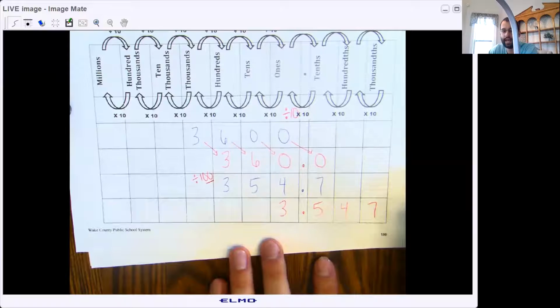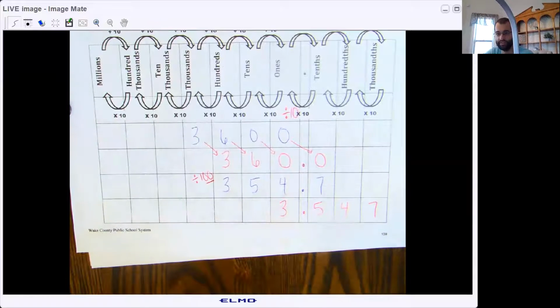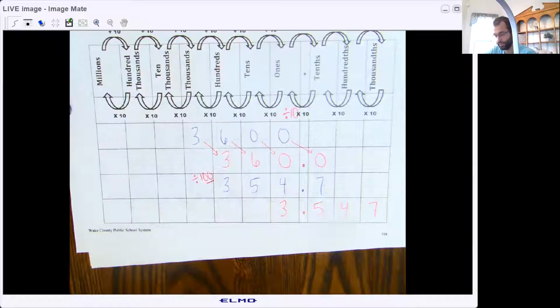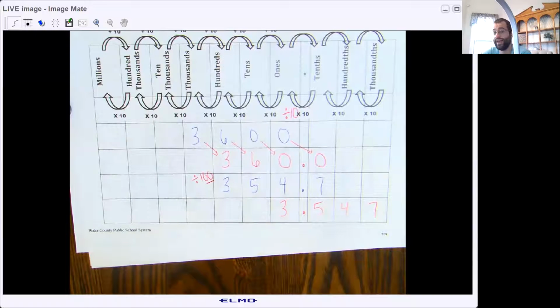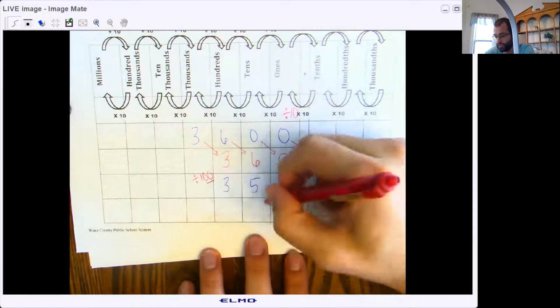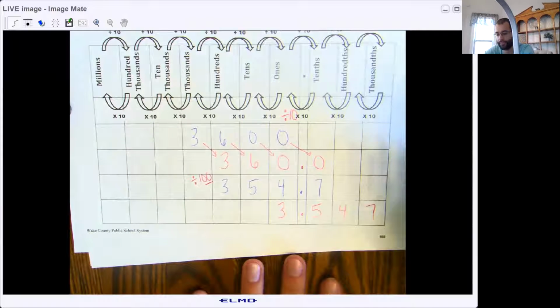So look at what happened with my numbers. Remember, they all stayed in the same order. They just all shifted down 2 positions. So this was 354 and 7 tenths, but now it's 3 and 547 thousandths. It got a lot smaller when I divided by 100. Each one shifted 2 positions. So they each shifted down 2 places.